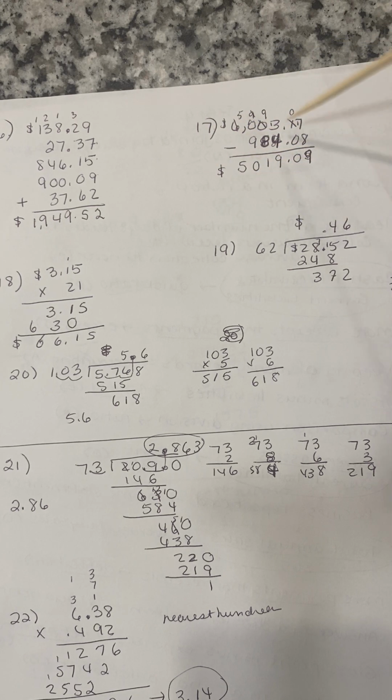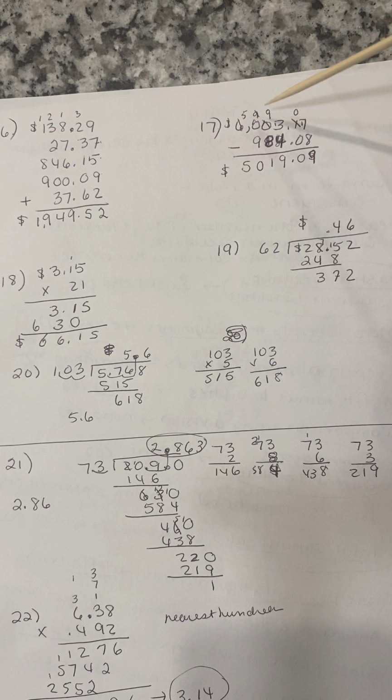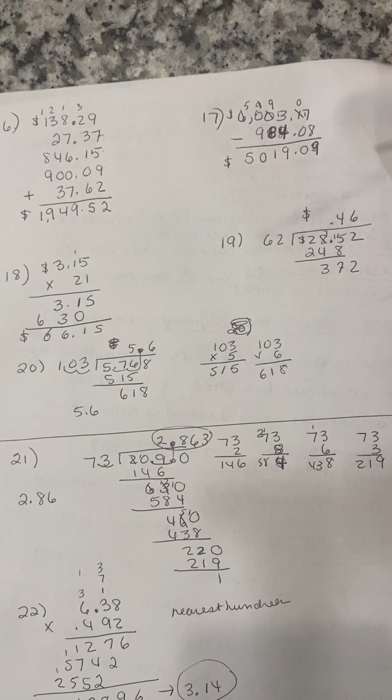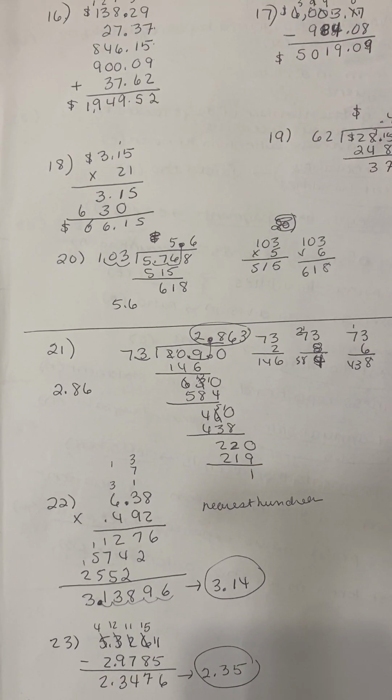So this is a problem with a lot of zeros. When you have to borrow, you go clear over here and borrow, make this a 10 and change it to borrow the 10 to the 9. You know how to do this. Number 18.